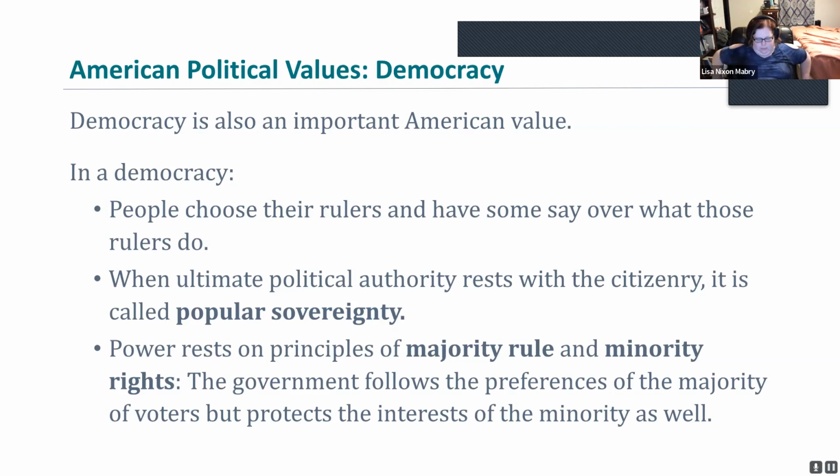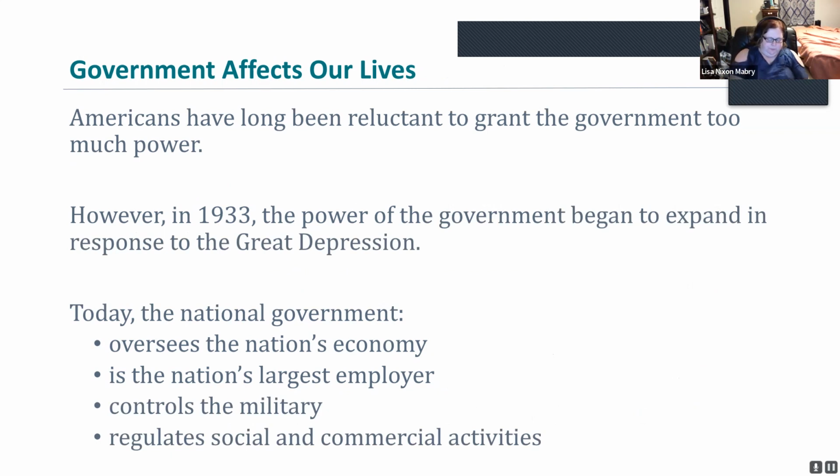So the power in our democracy rests on the principle of, and this sounds weird, the majority of people rule, but the minority of people still have rights. The government follows the preferences of the majority of voters, like I was just talking about, but still protects the interests of the minority. So even if you're not in the majority, the principle of democracy is that you don't get screwed over by the majority because you have a different viewpoint, or because you're a woman, or because you're a minority, or whatever, right? And we'll talk about ways in which there are checks and balances as we talk more.